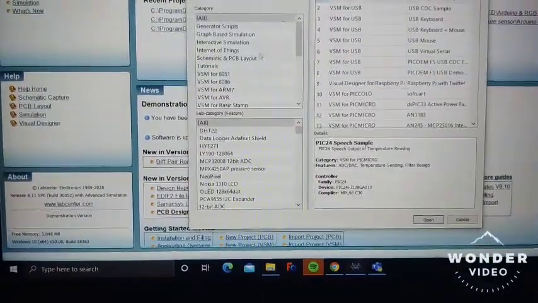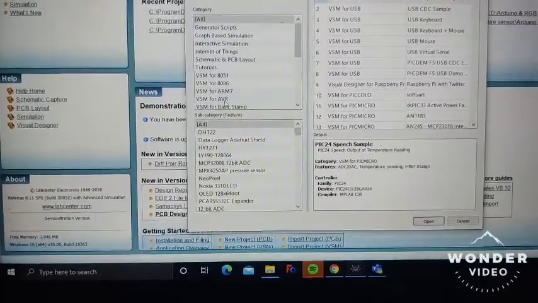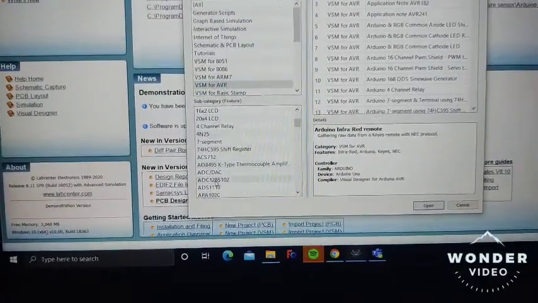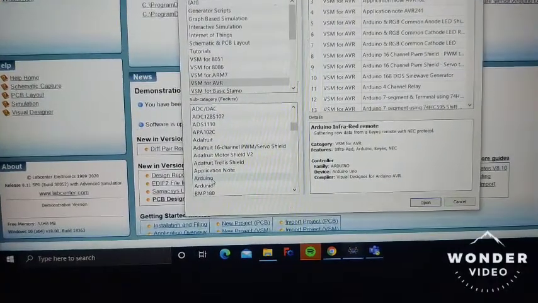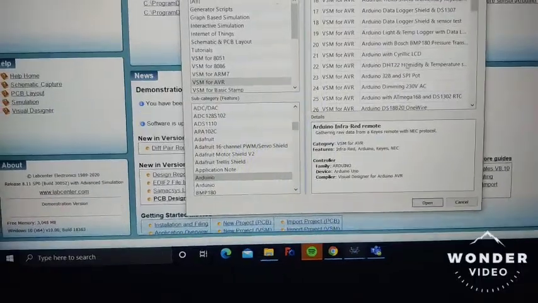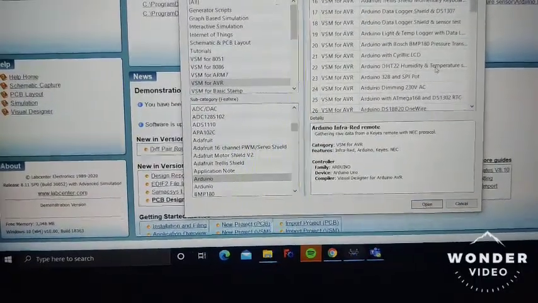Open sample. Now I am showing the first activity: Arduino DHT22 humidity and temperature.